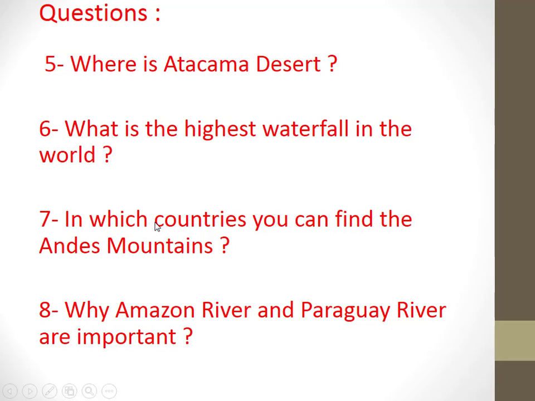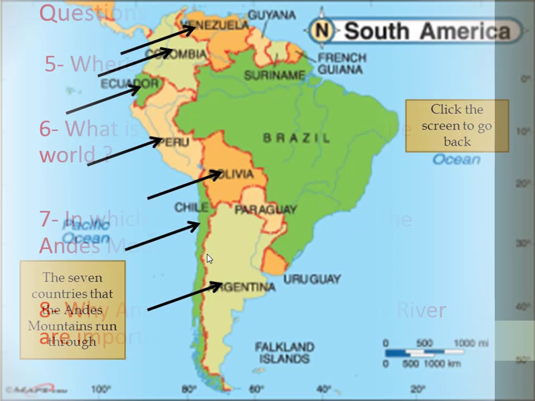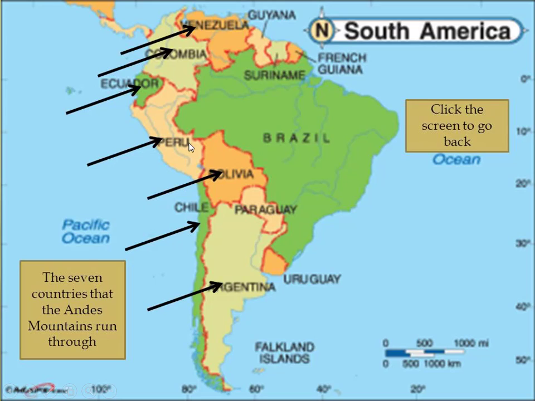Number 7, in which countries can you find the Andes Mountains? There are 7 countries. I will show you the map again to revise them together. Remember? Number 8, why are the Amazon River and Paraguay River important? Rivers are important to the place because they help in growing crops and transporting them. Right, so let's see now the last thing, the map. Here are the countries which the Andes Mountains are running through. Venezuela, Colombia, Ecuador, Peru, Bolivia, Chile, and Argentina. Thank you very much, dear students.